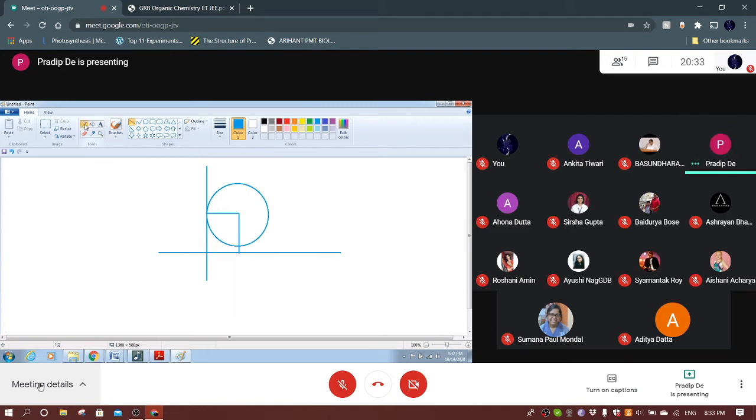The center is at 3, 4. And it touches the y-axis. That means this is 3. This is 4. And therefore this is also 3. And this is the radius. So the radius of the circle is 3.